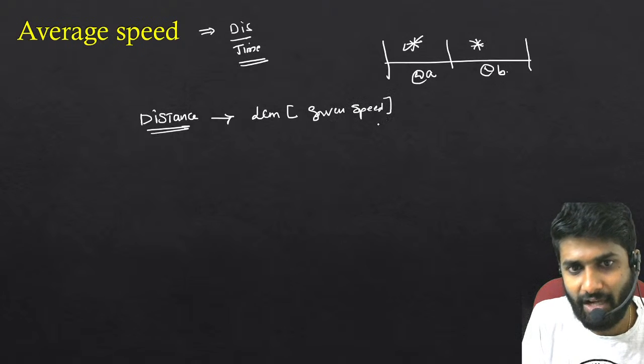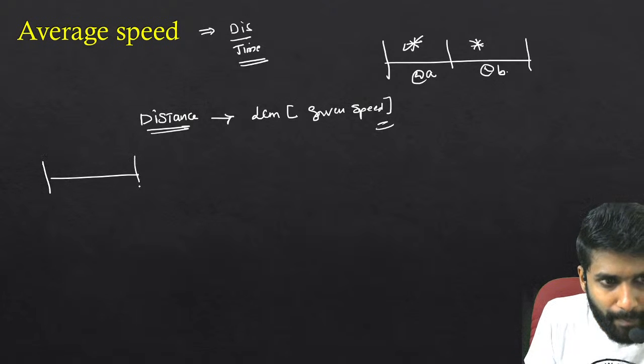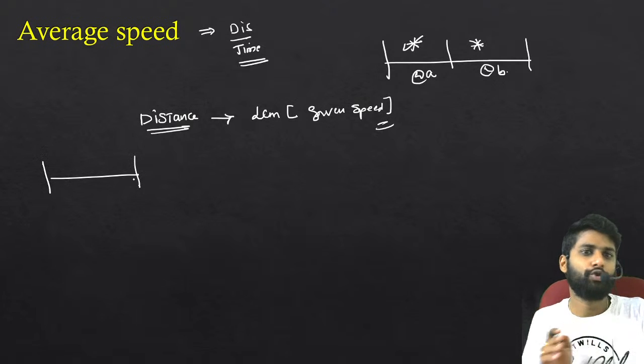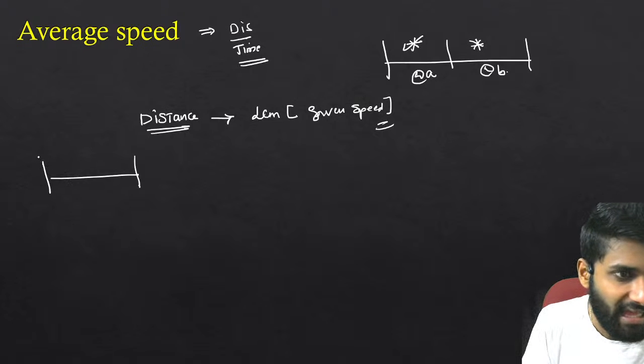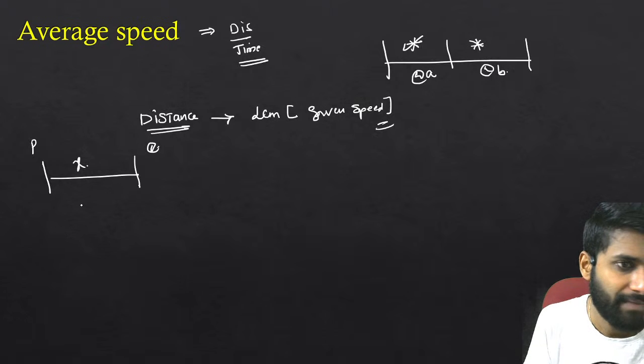Now you can understand how to take it as LCM. Now see, there are two places, guys. There are two places, P and Q. A person was traveling at X kilometers per hour. Another person travels the return journey at Y kilometers per hour.